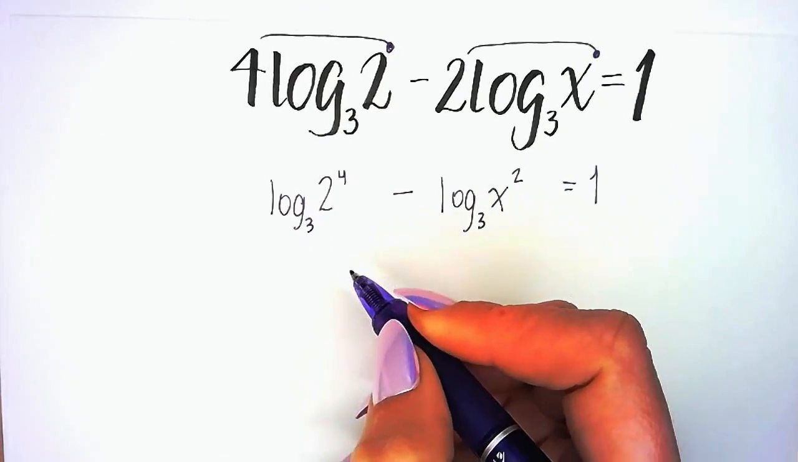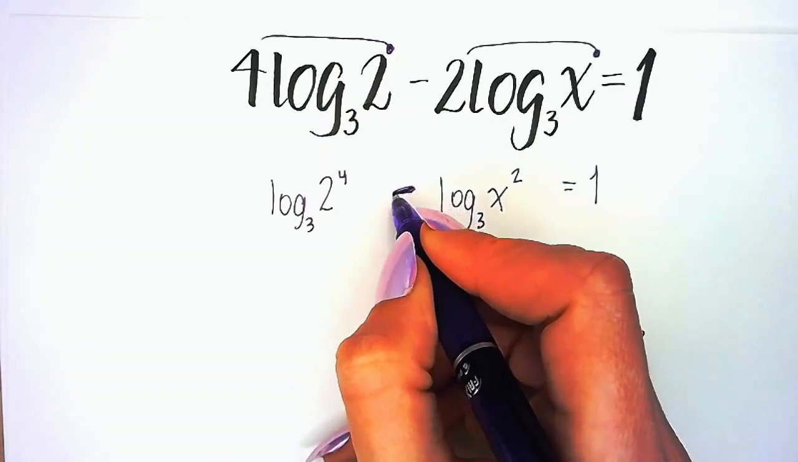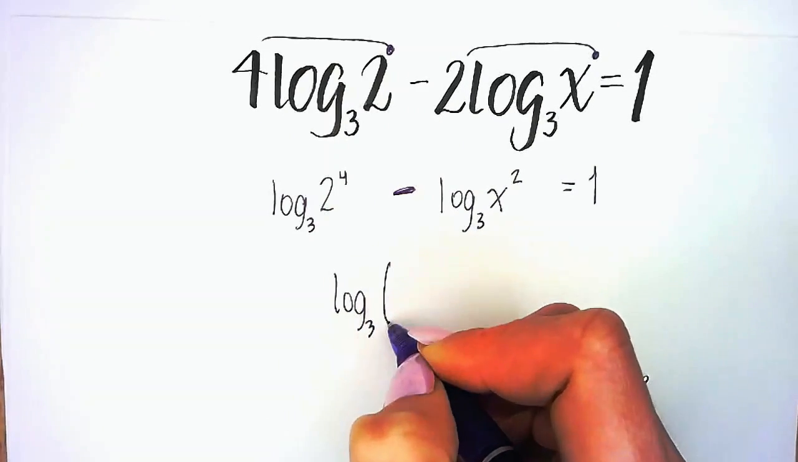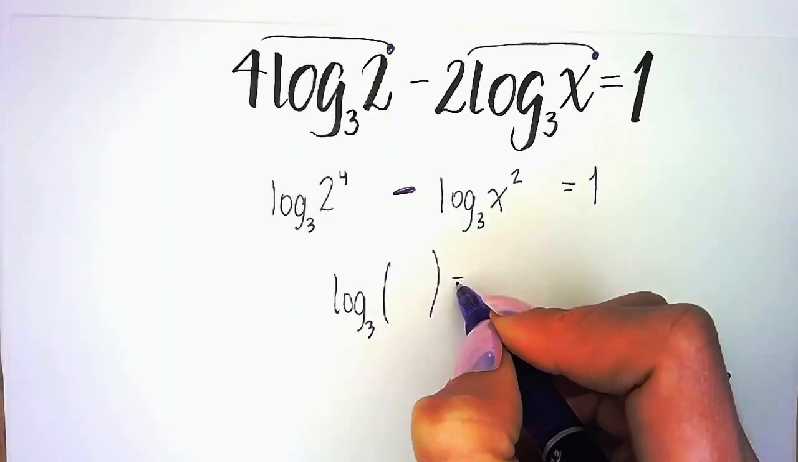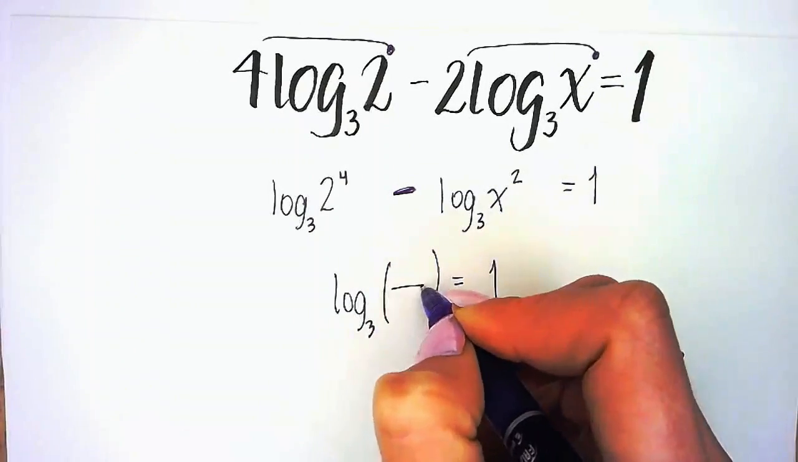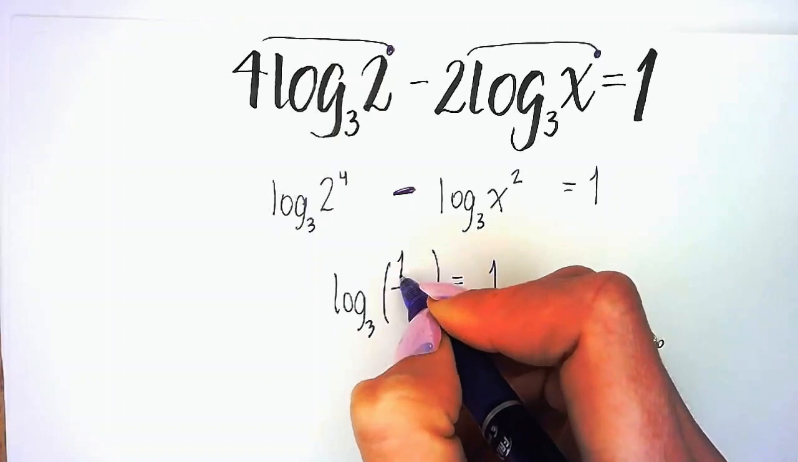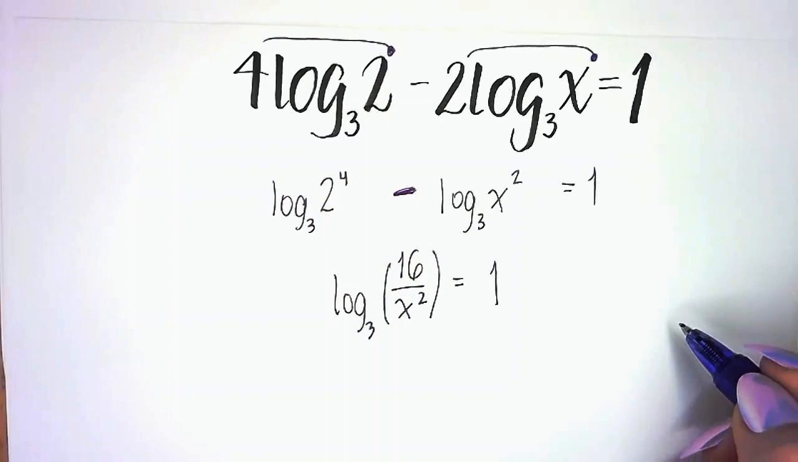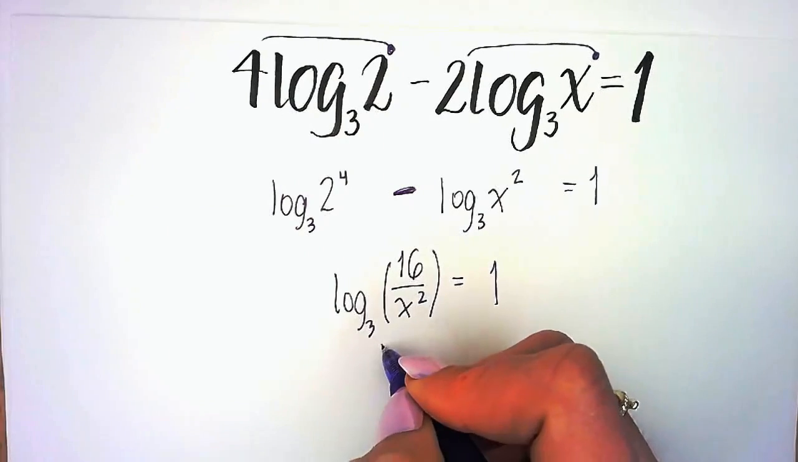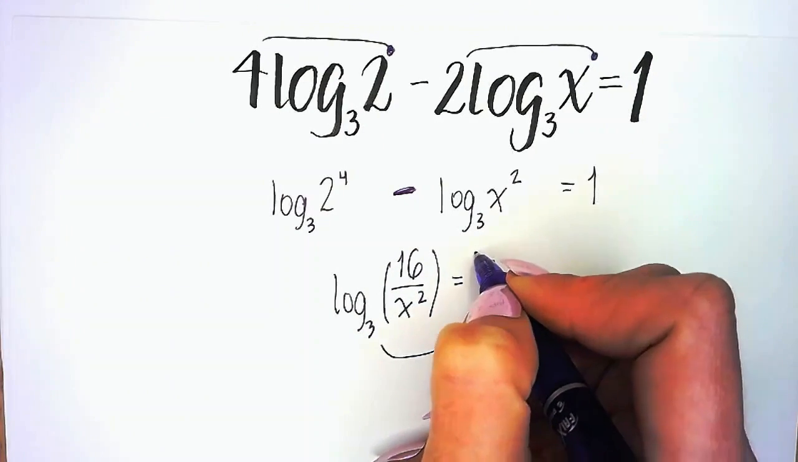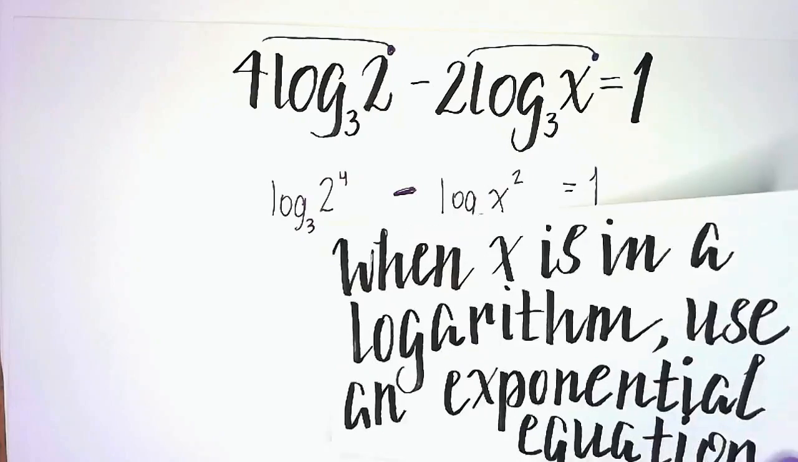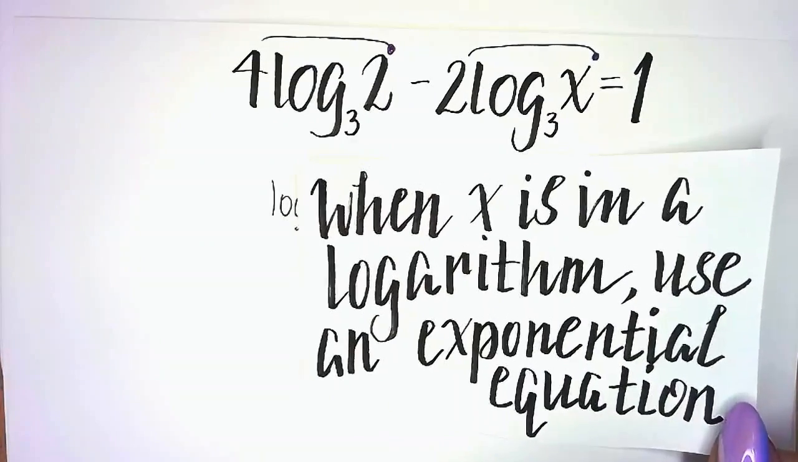Which property are we going to use now that we have subtraction between two logarithms? We're going to use the quotient property. 2 to the 4th is my numerator, which is actually 16, and x to the 2nd is my denominator. Now that I have this written as a single logarithm, I can rewrite it in exponential form, because when you're solving for x, and it's in a logarithm, we use an exponential equation.